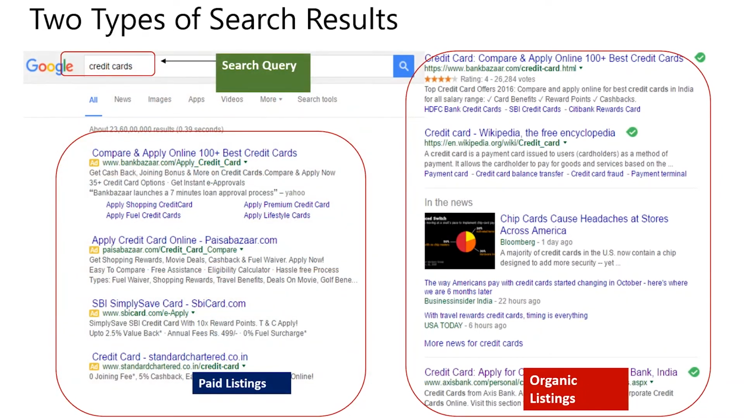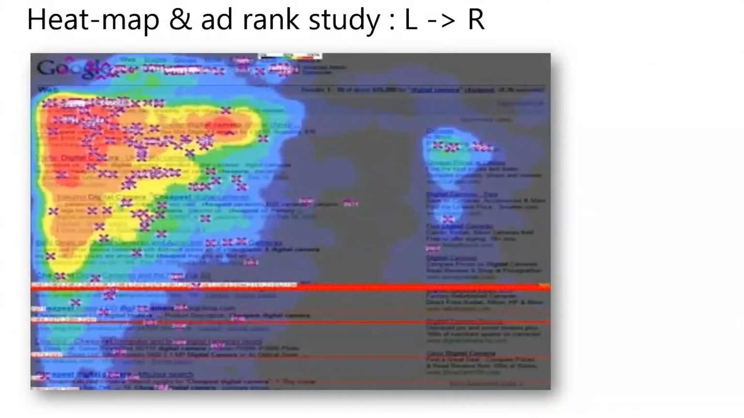Like I said, there are two types of search results. Let's say you go to Google and you search for credit cards. That is your search query. You will see some ads on top. At the max you might see 4 ads on top, and then after that you will see organic search results. After the organic listings, again you will see ads below them. So there might be 3 ads below the organic search listings.